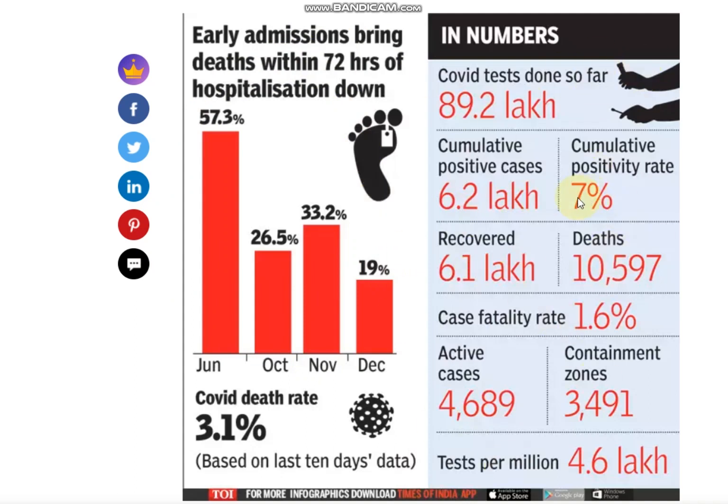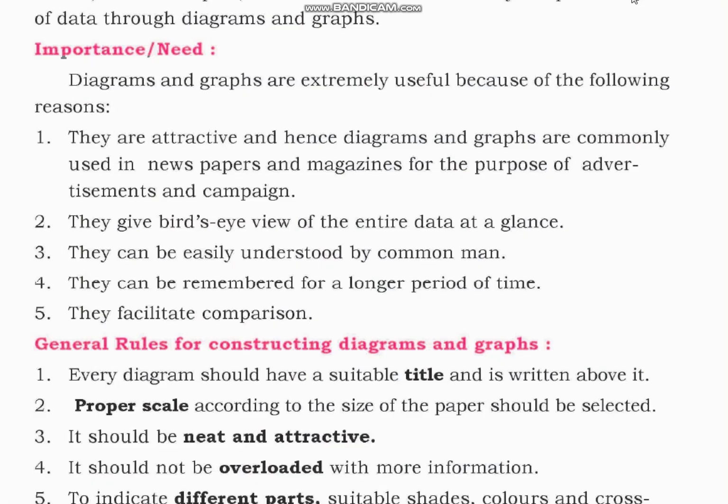These facts are useful when you know the gist behind the numbers given here. COVID tests done so far 89.2 lakh, positive cases 6.2 lakh, cumulative positivity rate 7%, recovered 6.1 lakh, deaths 10,597. If you know the essence behind these numbers, then you can understand them easily. Otherwise, a diagrammatic presentation would be more suitable for anyone to understand the scenario. Hence newspapers use such graphs and facts to make their presentation more attractive. They give you a bird's eye view of the entire data at a glance.